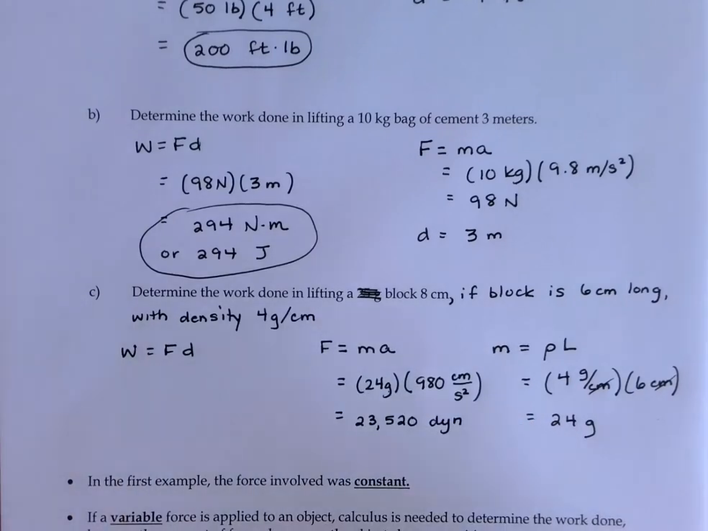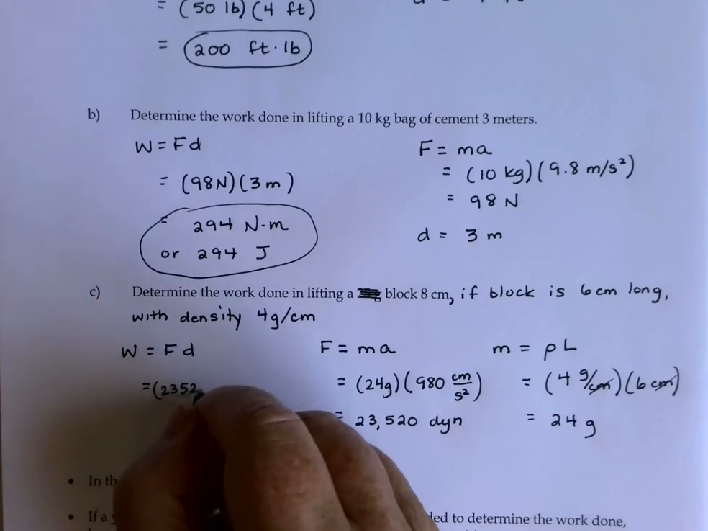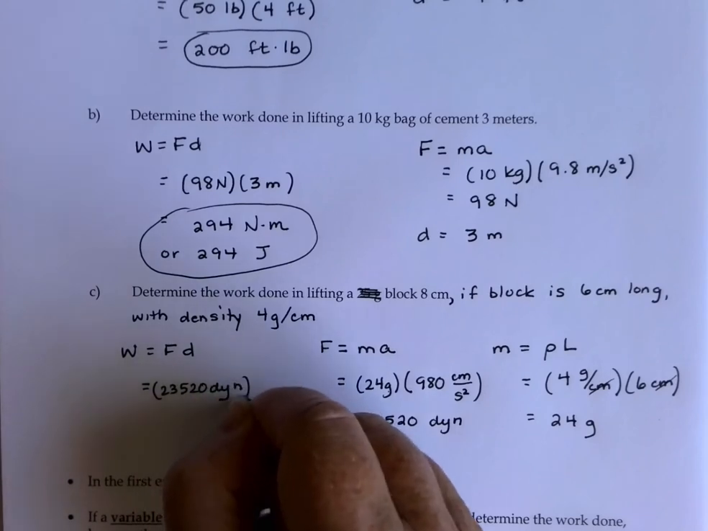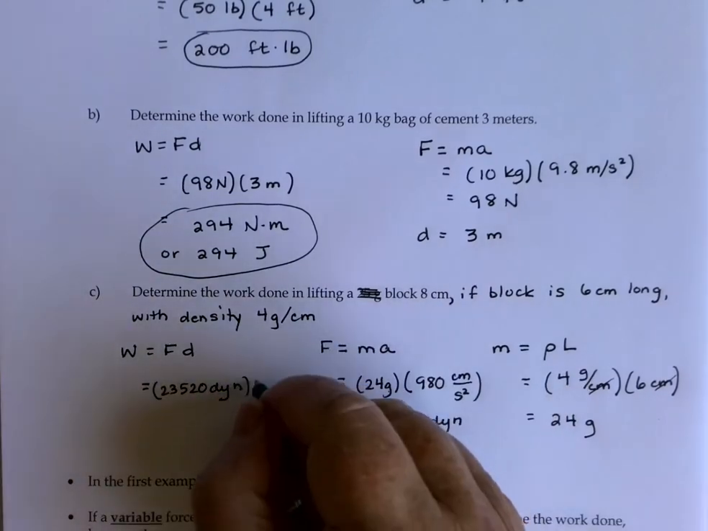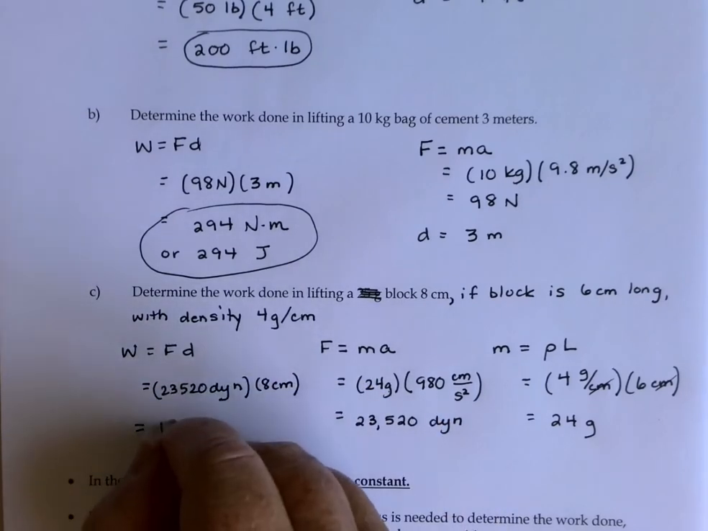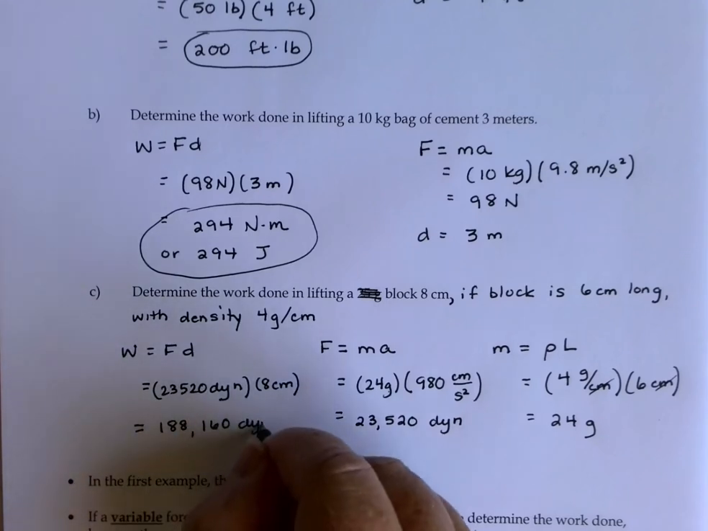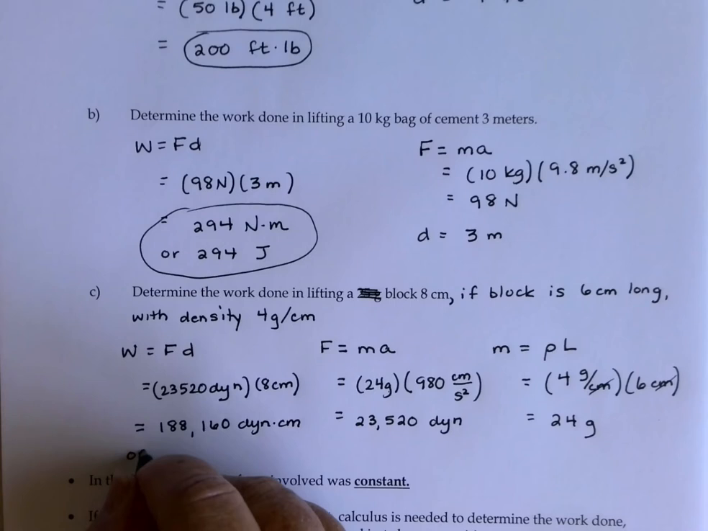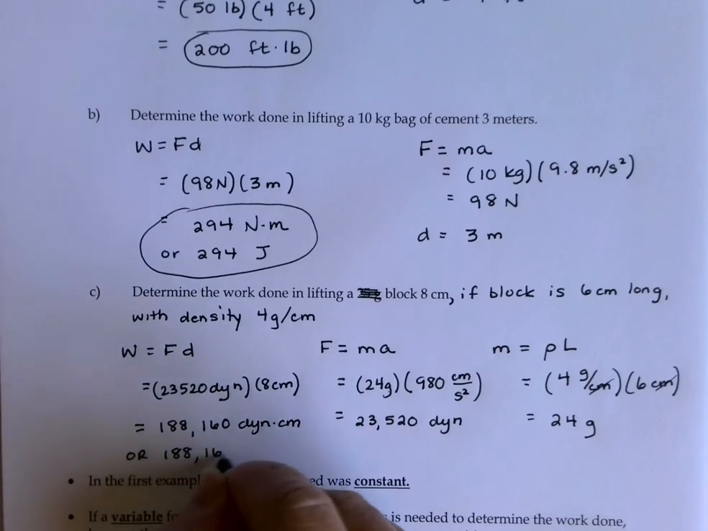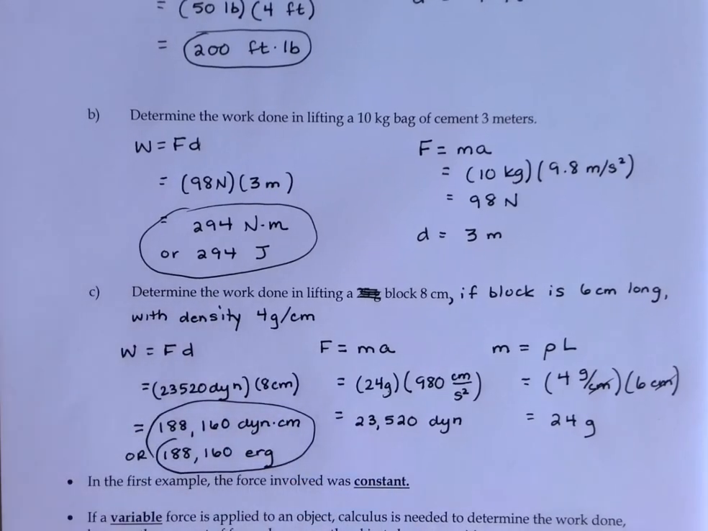All right, finally, I can come back over here. I now know the force, 23,520 dynes, and distance here was 8 centimeters. And if I multiply that, I got 188,160. Either dyne centimeters is acceptable, or that's the one that was renamed the erg. Either answer, perfectly fine. Right.